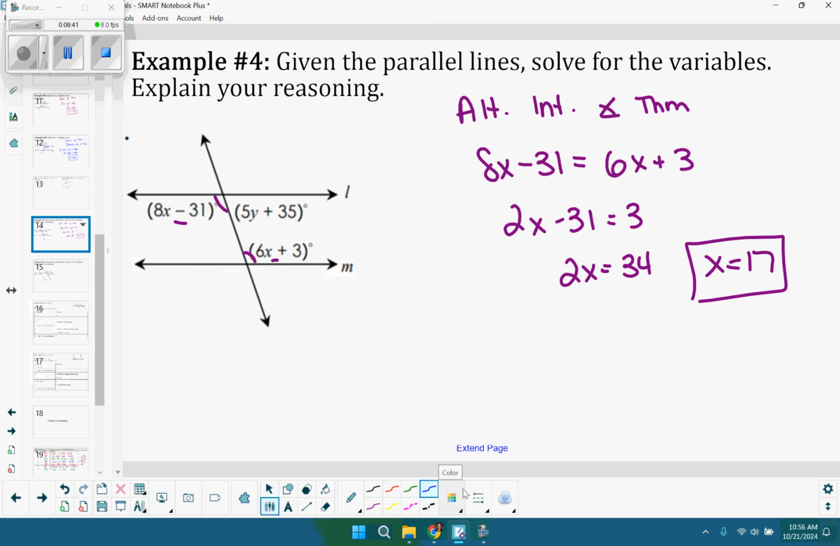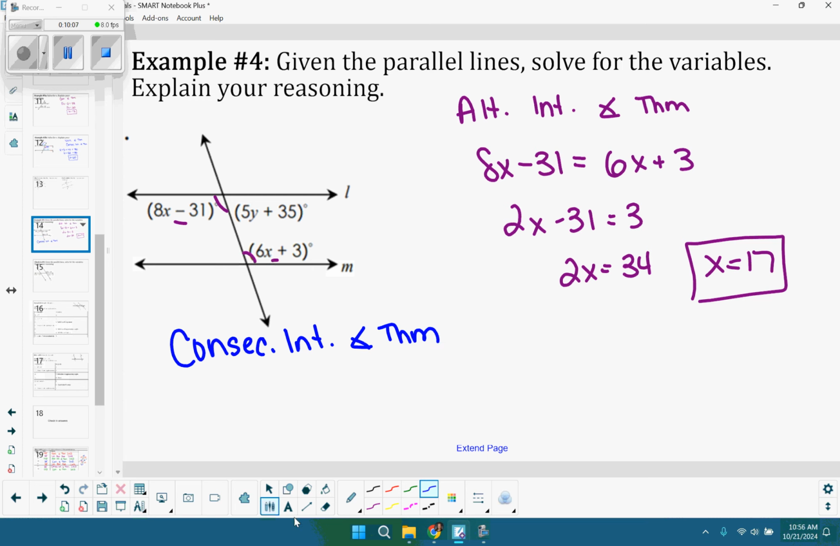The second part, there's actually 2 different ways we can do it. I can choose to use the 6x plus 3 and the 5y plus 35 as consecutive interior angles, or I could use the 8x minus 31 and the 5y plus 35 as a linear pair. I'm going to go with the consecutive interior angles only because that is our new thing. So I want to make sure we're using as much new stuff as we can.